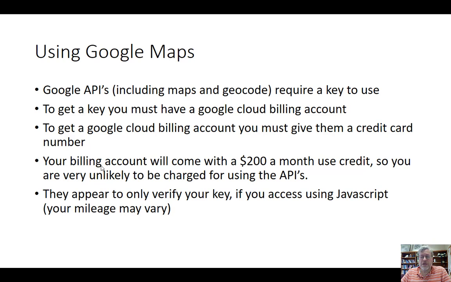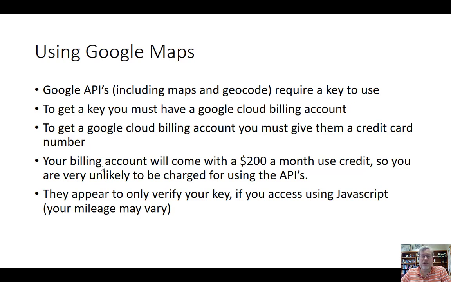Now, it appears that they only verify your key if you access the Google API using JavaScript. It looked to me, I also played with this with Java. I wasn't real happy with how that went, but I did get results back. I did get a street address out and a latitude and longitude back, and it looked to me like it didn't really check the key on that.